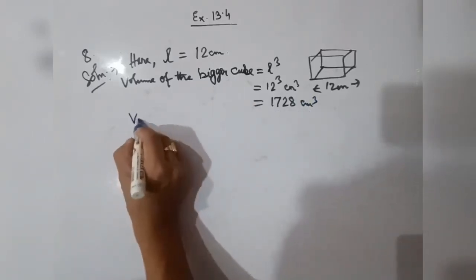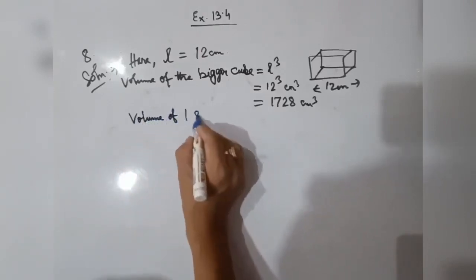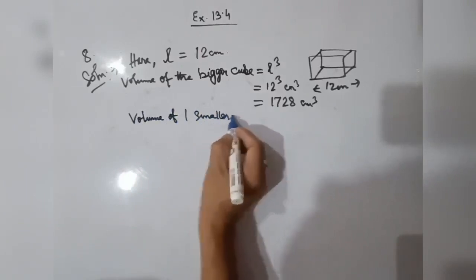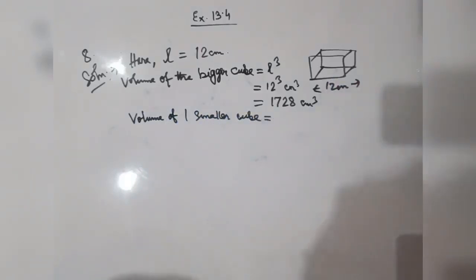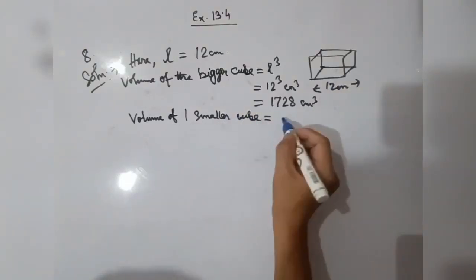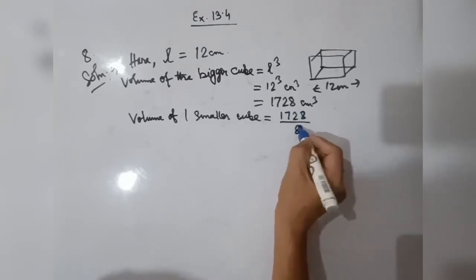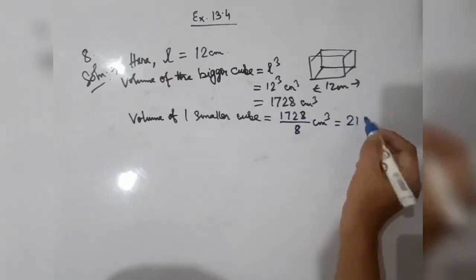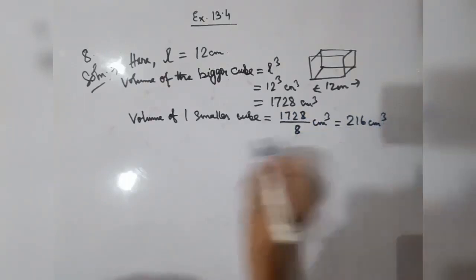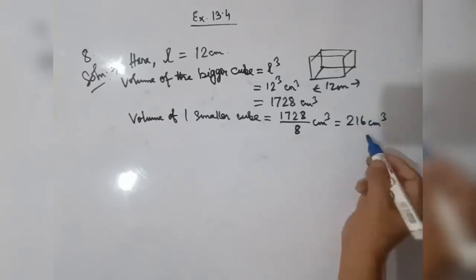Now the volume of one smaller cube will be equal to, since the bigger cube is cut into 8 equal smaller cubes, 1728 divided by 8 centimeter cube. This will be equal to 216 centimeter cube. So the volume of a smaller cube is 216 centimeter cube.